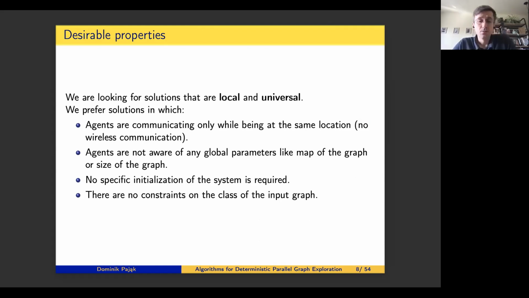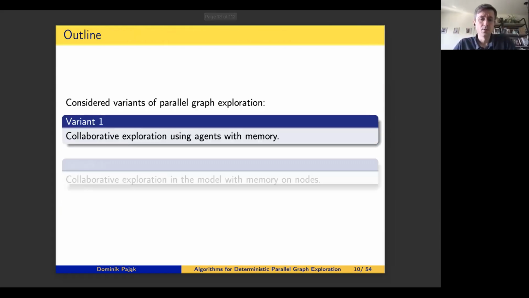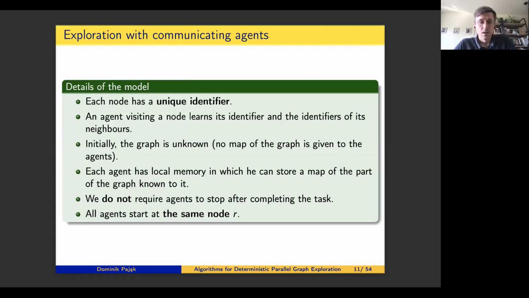And we want this to work for arbitrary graphs. And we start with this collaborative exploration using memory. So agents have memory, and the model is as follows.